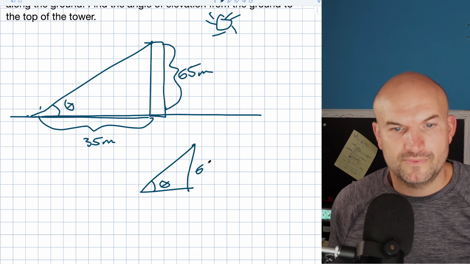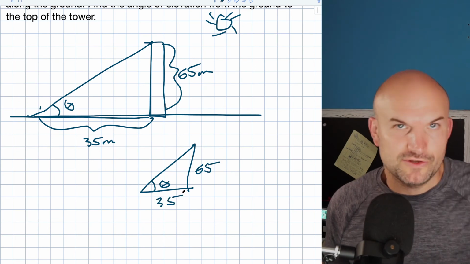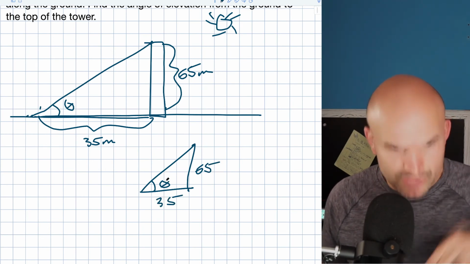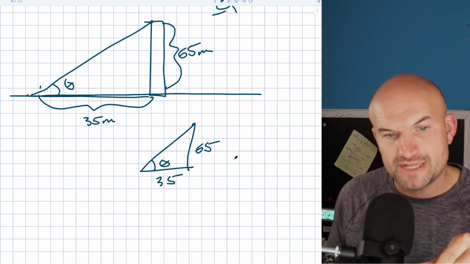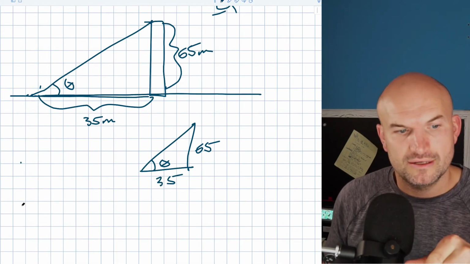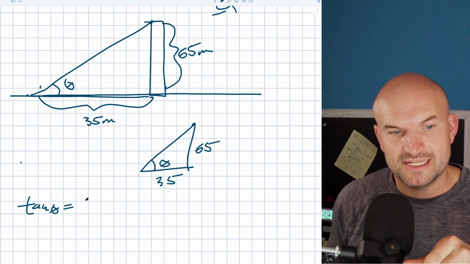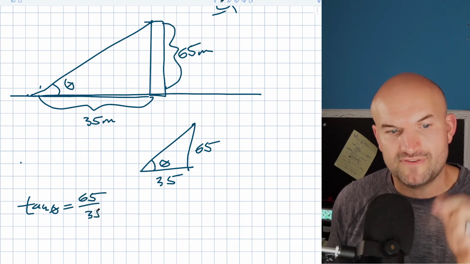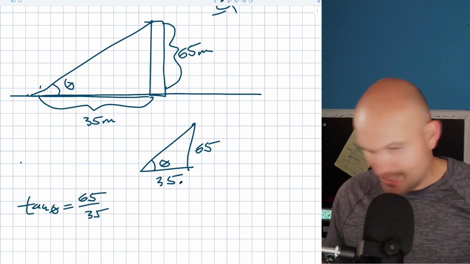Here's theta. We have 65 and we have 35. Forget the units, whatever else, right? What are we trying to do? We're trying to find theta. Now, again, we have enough information to write a trigonometric ratio, right? I can say the tangent of theta is equal to 65 over 35. So now I just need to use my calculator, right?